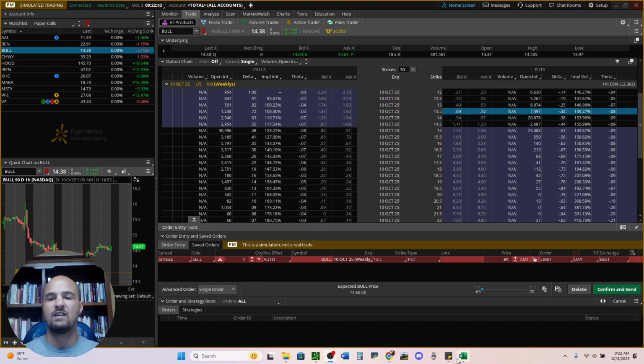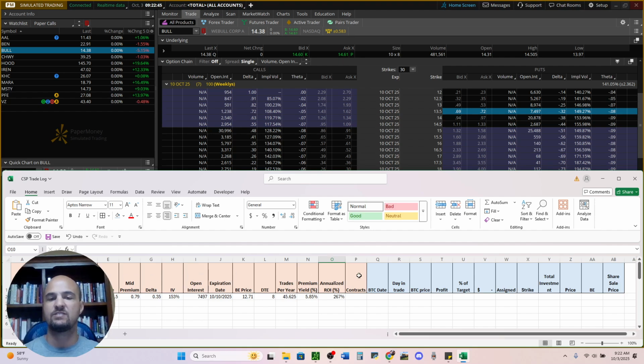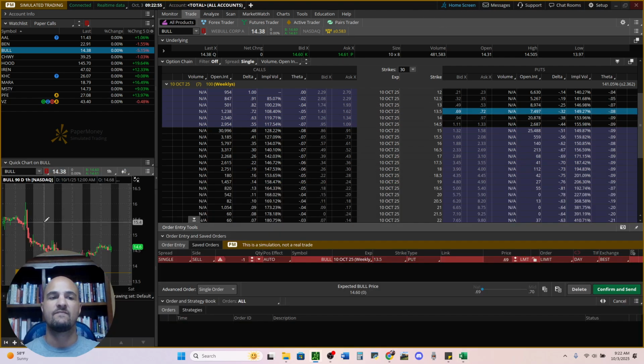And I have a spreadsheet down here just so we can follow the numbers. All of the numbers that I'm going to be looking at here are taken straight from this options chain right here. So we can see the price of bull has not changed much from yesterday. We were here at around 14.40. Today we're at 14.50s, about a 10-cent change.